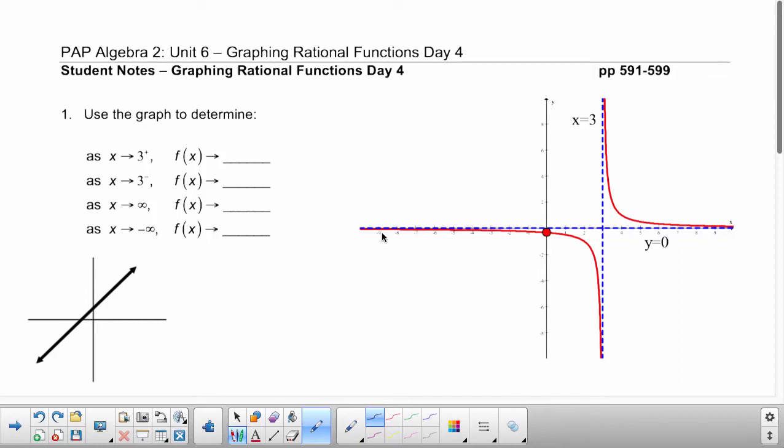Bienvenidos, or welcome to our final day of graphing rational functions. Today is going to be all about describing what our function is doing at different points along our graph.